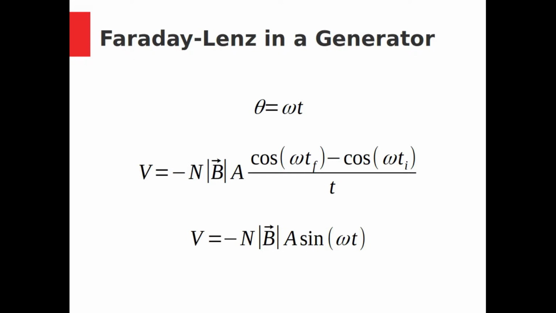The full derivation from this point onwards requires some calculus, so I'll just jump to the punchline. The voltage that develops in the loop is given by this equation at the bottom. It depends on the number of turns, the strength of the B field, and the area of the loop, all of which are constant. But it also depends on the sine of omega t. The voltage depends on time, which means it is changing with time.